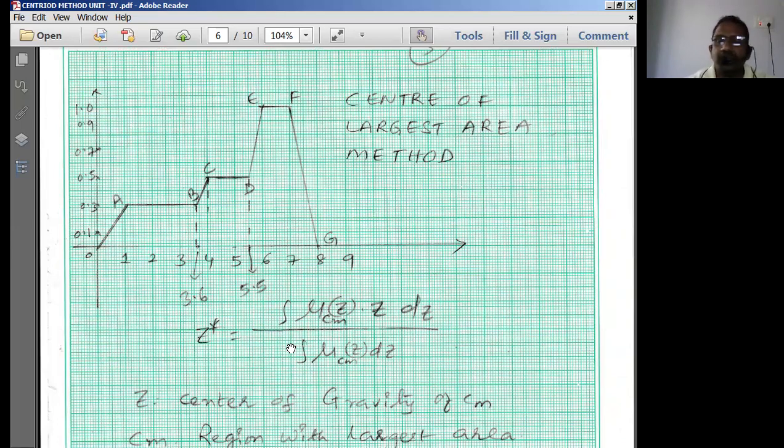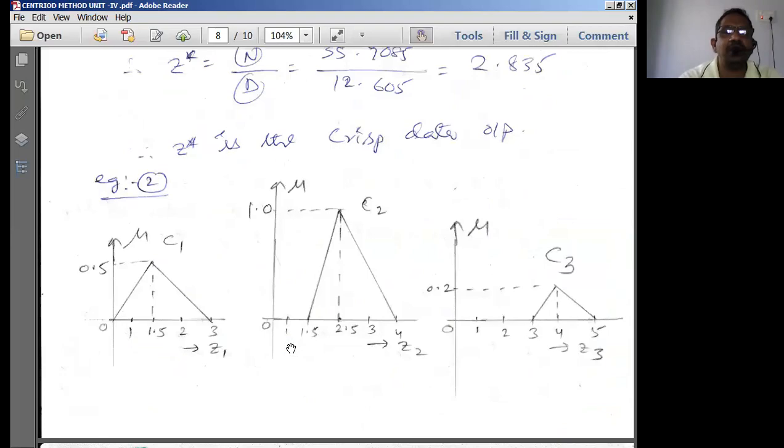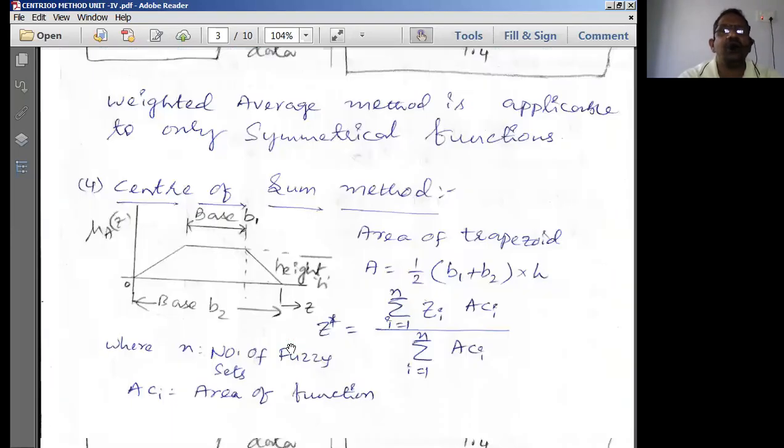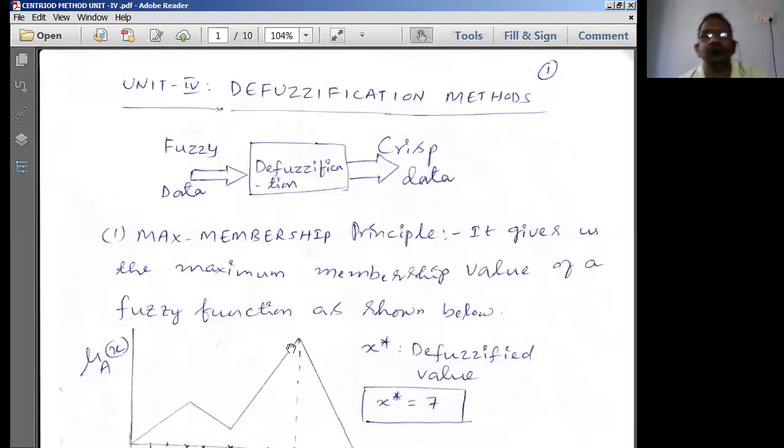So that means here two values like this we will be getting, which is nothing but the crisp data from the given fuzzy data. So all these are the methods normally used for the defuzzification process. Using defuzzification, we have simply converted the fuzzy data into the crisp data.